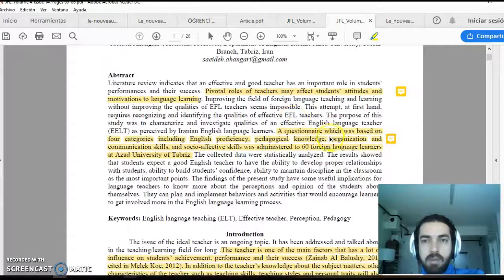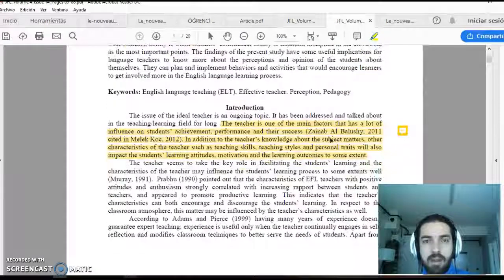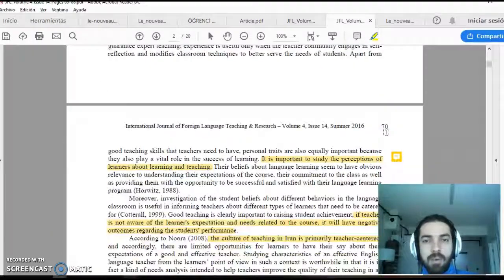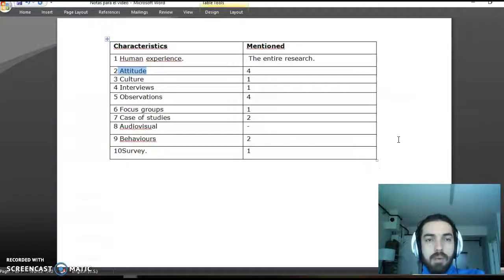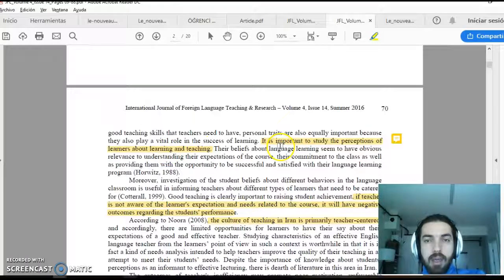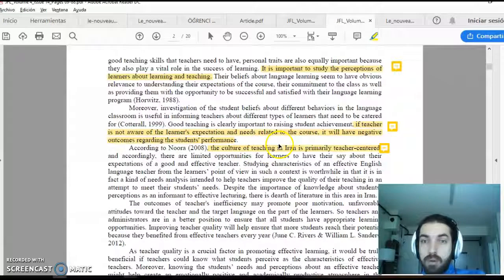So if we go to the file again, it's going to be attitude, right? The article is mentioning the attitude itself, and then it's going to go down into an introduction like every scientific or academic paper should have. Then we will continue, trying to name the traits and the characteristics related to this. For example, it is important to study the perceptions of learners about learning and teaching. This is going to be related with number 9, because we are talking about behaviors, the way people come to lesson, how they perceive the world.